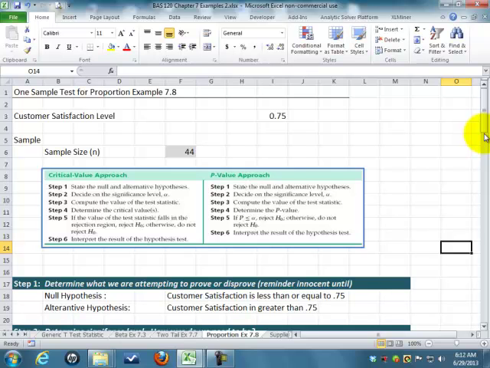So this has lots of applications in business. We might have added staff. We might have changed the decor of the building. We might have added additional services. We want to understand if customer satisfaction levels are up significantly.